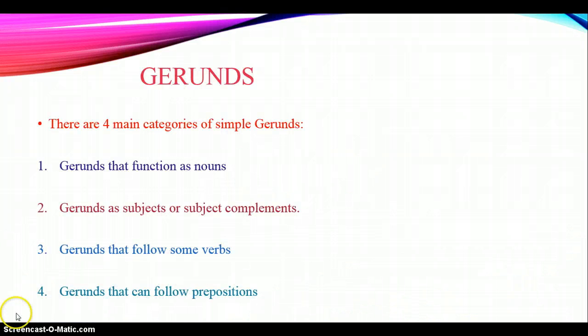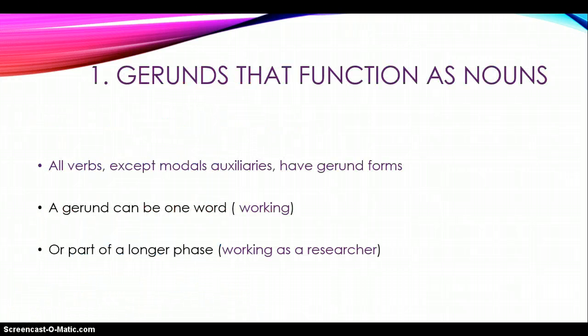Now, first we're going to be looking at gerunds in the simple form. There are four main categories. First, gerunds that function as nouns. Second, gerunds as subjects or subject complements. Third, gerunds that follow some verbs. And fourth, gerunds that can follow prepositions.